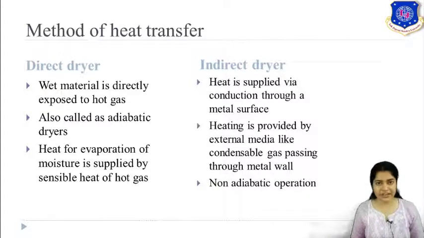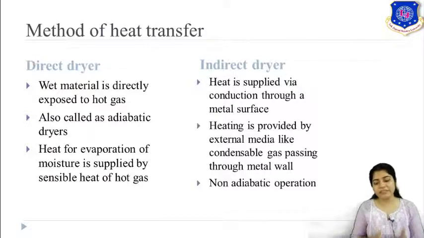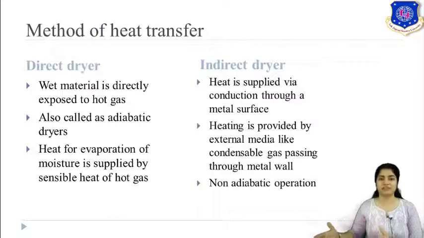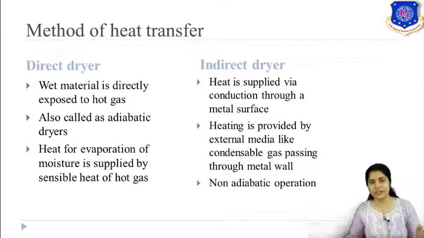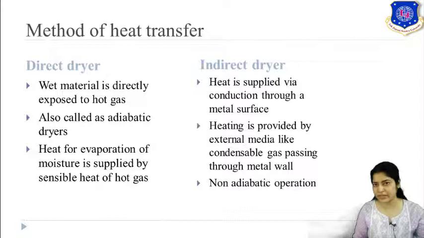Next is your indirect dryer. The first point is that heat is supplied via conduction through a metal surface. Here your wet solid is separated from the hot gases; they are not in direct contact. They are separated via a plate, and you will see how they are separated when we continue with the equipment. Heating is provided by an external medium, like condensable gas passing through a metal wall, hence it is a non-adiabatic operation.